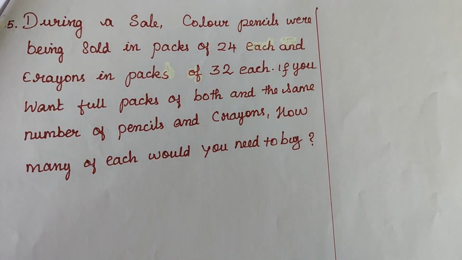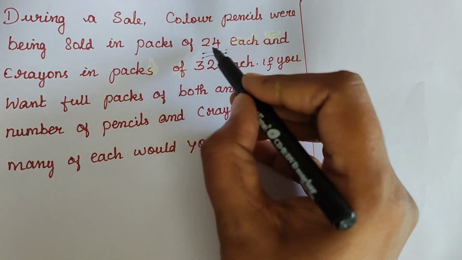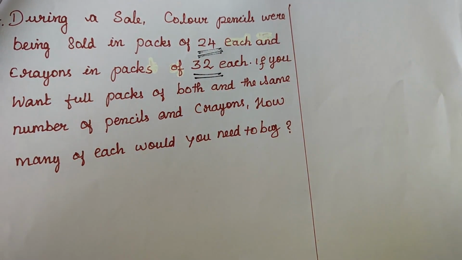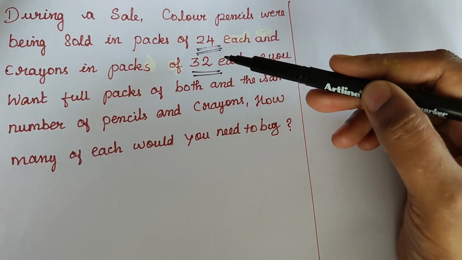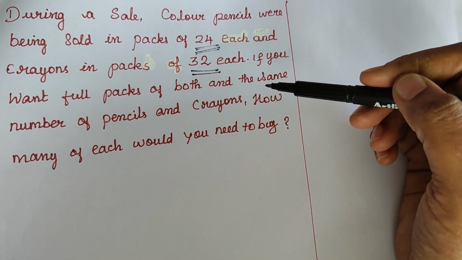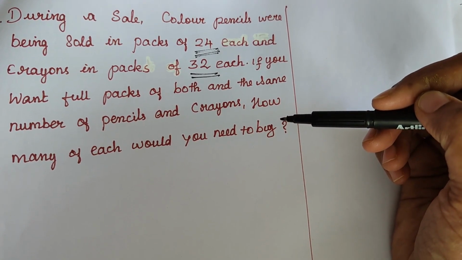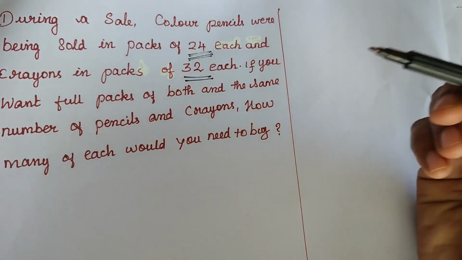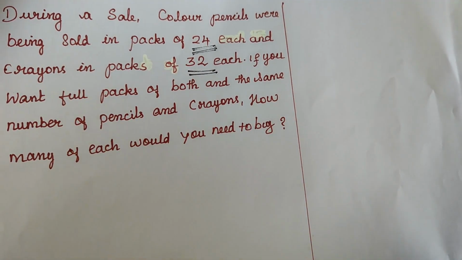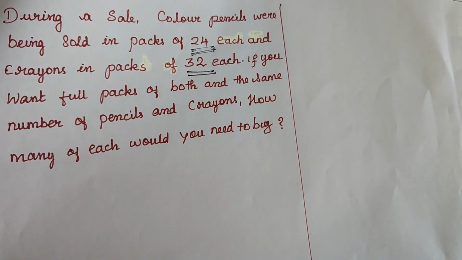Next question. During a sale, color pencils were being sold in packs of 24 each and crayons in packs of 32 each. One packet consists of 24 color pencils and one crayon packet consists of 32 crayons. If you want full packs of both and the same number of pencils and crayons, how many of each would you need to buy? The condition is, I want to buy an equal number of color pencils and crayons, and they must be in complete full packs also.